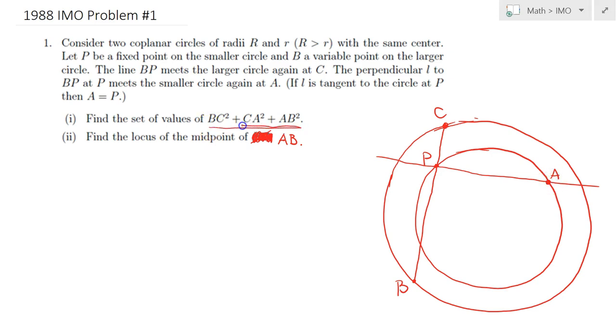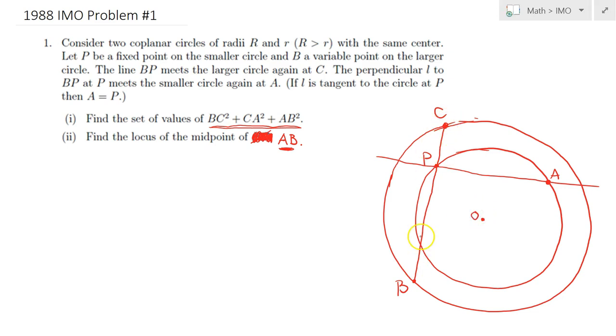First, this quantity here, the set of values that this quantity can take, and secondly, the locus of the midpoint of AB. I believe this was the original problem. At first I solved it for BC, but anyhow, the original problem I believe is AB. These circles are concentric circles, so that's the point O.